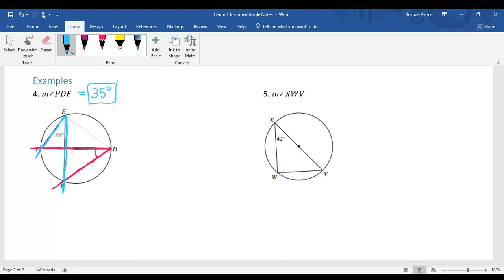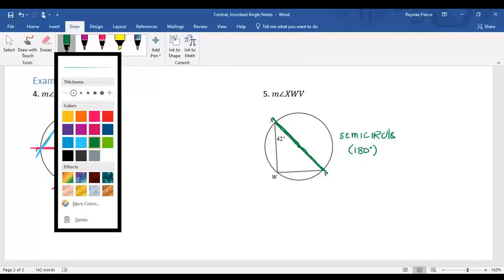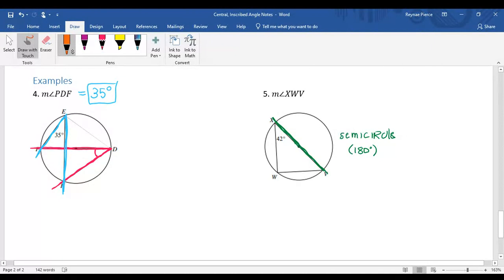Here I see X to V, that segment goes through the center. That means this is our diameter. So over here is a semicircle, or half of the circle, 180 degrees. We're looking for the measure of angle XWV. Since that angle intercepts the semicircle, it's a right angle, so its measure is 90 degrees.